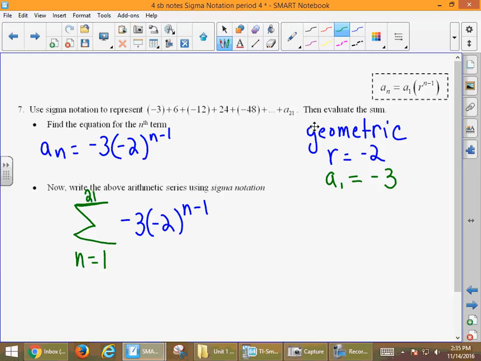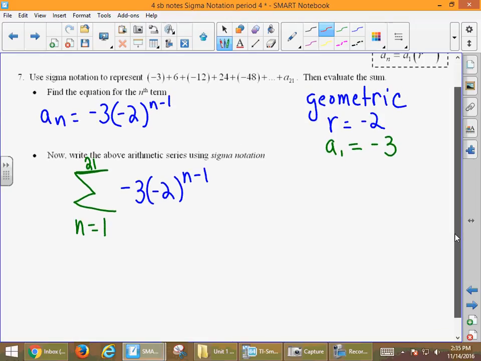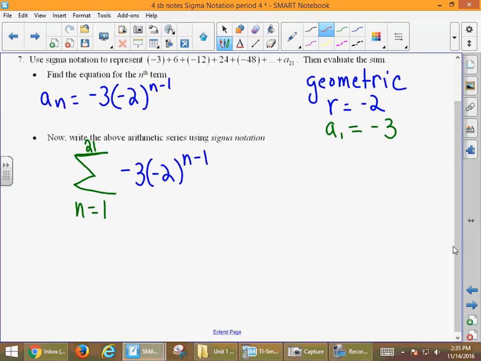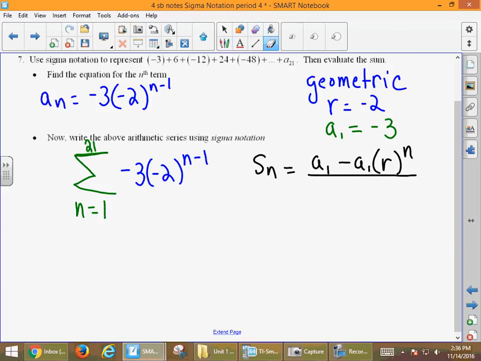So the n equals 1 is where we're starting. What's our last value that we're looking at? We're looking at the 21st value. Now to finish this problem, we want to figure out the sum of that. The formula that I don't have written down on your paper is the formula for the sum, and that is a sub 1 minus a sub 1 times r to the n, divided by, how about, 1 minus r.